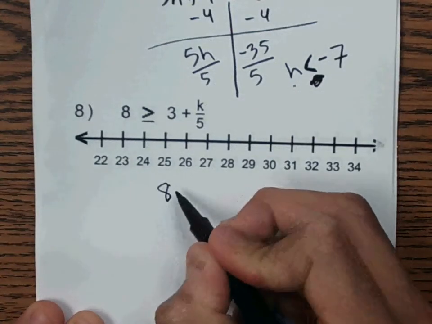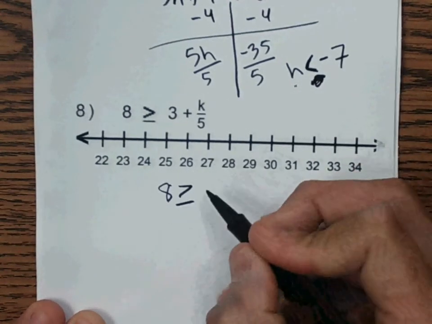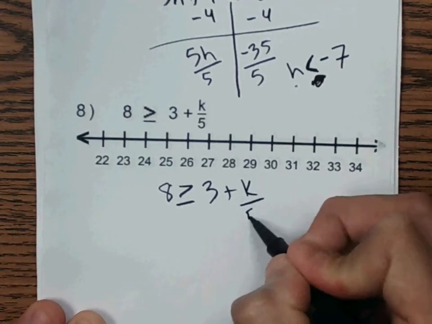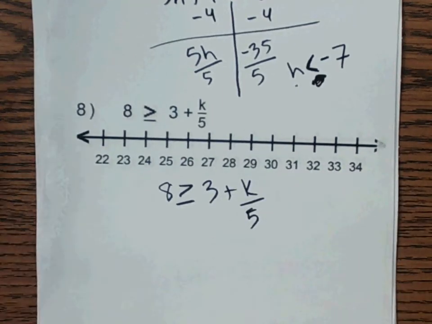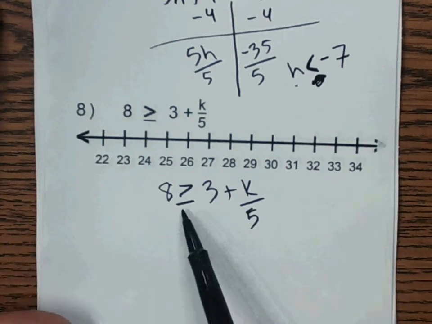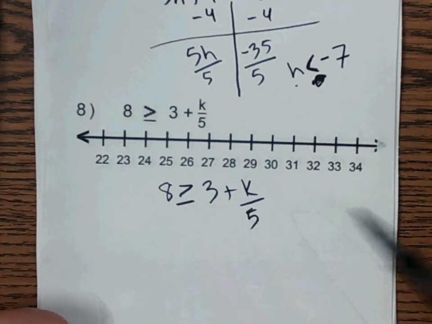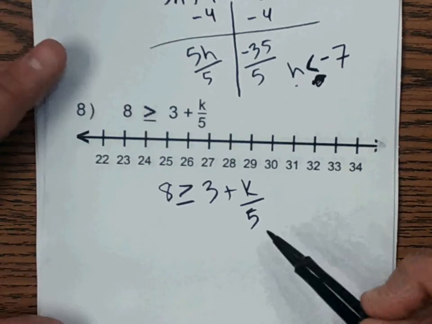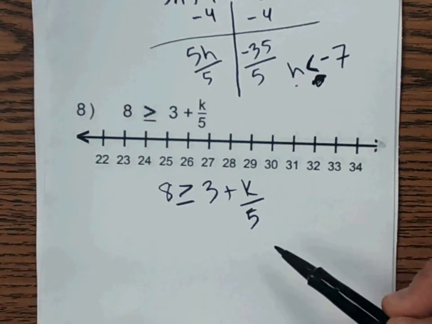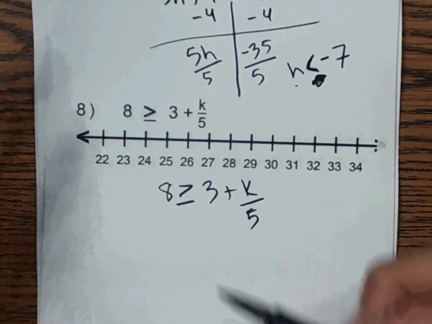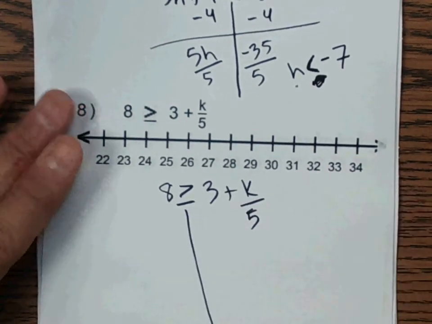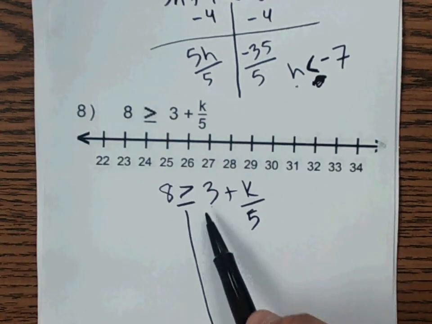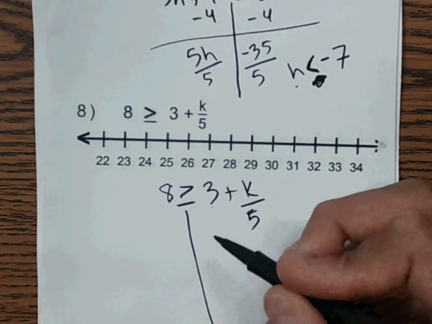I've got 8 is greater than or equal to 3 plus k over 5. So a couple of things we see different in this example. You notice that we do have an equal to symbol. So that tells you, okay, we may not be using an open circle. Second, we also see division. So start thinking, what's the opposite of division? All right, let's go ahead and do our two steps. So we're going to zero out this positive 3. We zero out positive 3 by subtracting 3.